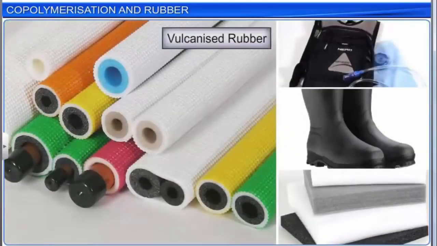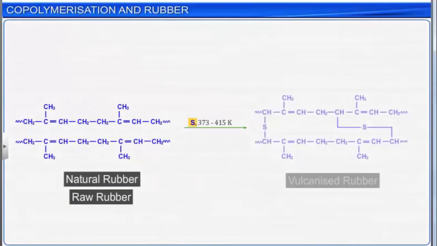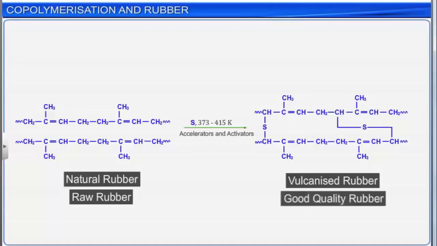Most rubber used today is vulcanized rubber. To vulcanize rubber, raw rubber is mixed with sulfur and heated between 373 and 415 degrees Kelvin. This forms sulfur cross-links at the reactive sites of double bonds, such as allylic positions, and thus the rubber gets stiffer. Commercially, other substances called accelerators and activators are added to enhance the quality of the rubber.